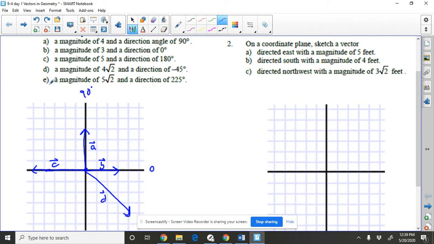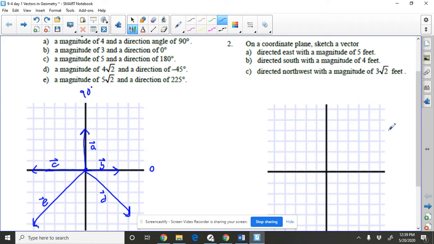And then vector E has a magnitude of 5 square root of 2 and a direction of 225. Again, 225 is a multiple of 45. So the hypotenuse being 5 square root of 2 means each of the legs is 5. So we're going to put the end of the vector there, connect it, and this is vector E.